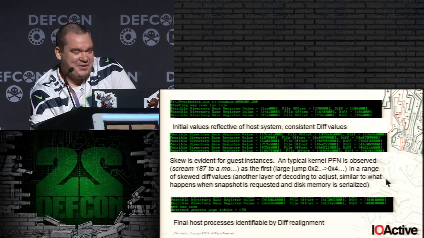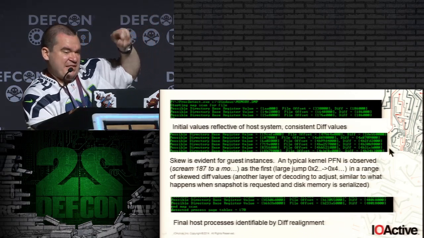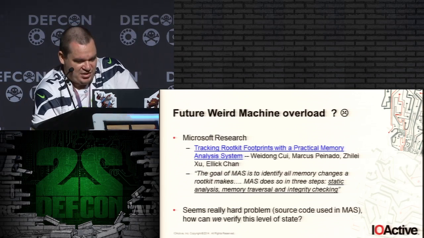But then you can see down here, this is because I did a dump and there's a realignment again. These are host processes that the diff is realigned. These unaligned ones are in the guest. Also, guest memory doesn't necessarily wipe on the way out. The future is kind of like, okay, well, these weird machines are still happening.